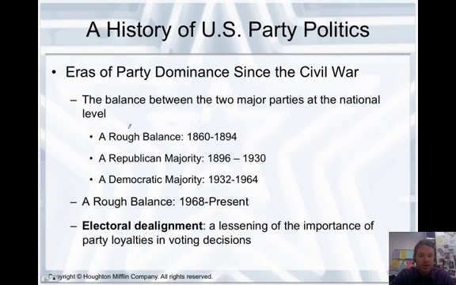There's this history of the two main parties that we have today: balanced for a while, then a Republican majority for a while, and then a Democratic majority for a while, and then Janda is arguing that there's a balance today. That's fine.